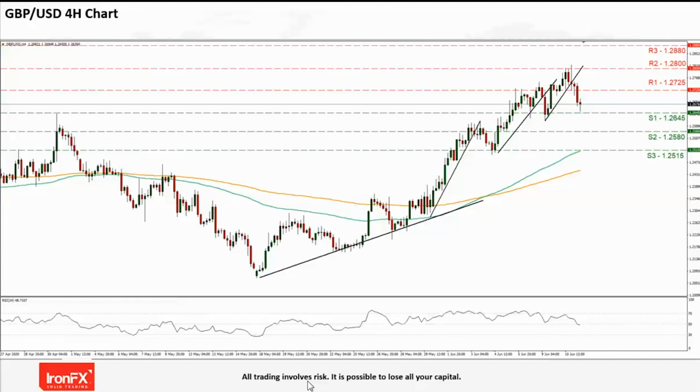If the pair finds buying orders along its path once again, we could see it breaking the 1.2725 line and aim for the 1.28 resistance level, marking the pre-mentioned 3-month high, while even higher we have the 1.2880 level. On the other hand, should the pair come under the selling interest of the market, we could see it breaking the 1.2645 support line, which contained the pair's bearish movement on the 9th of the month, and aim for the 1.2580 support level, while even lower the S3 1.2515 prevented the pair from falling on the 4th of June.